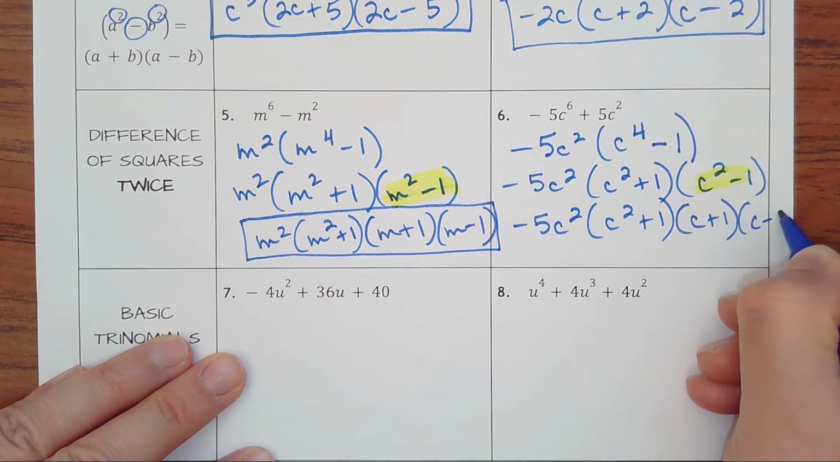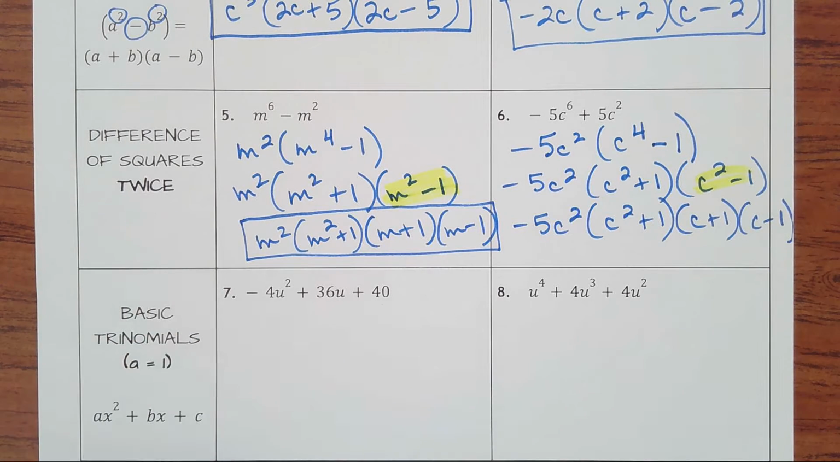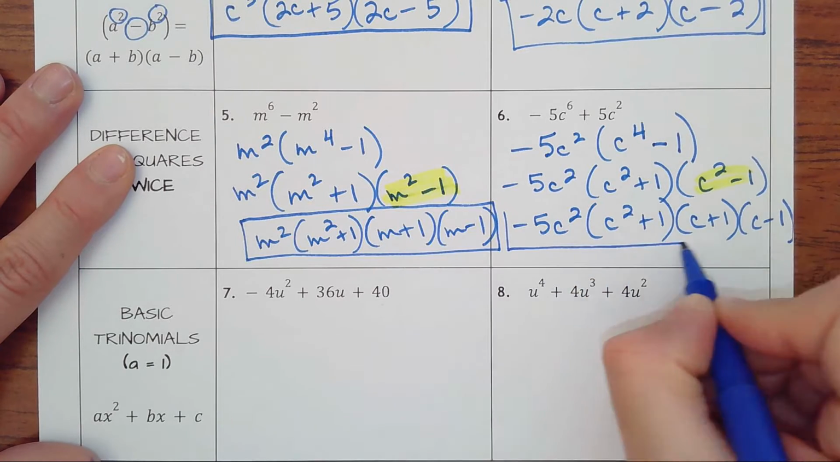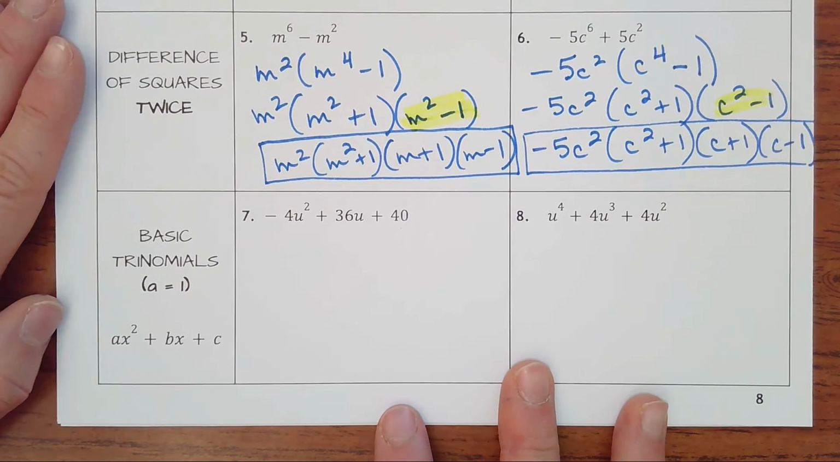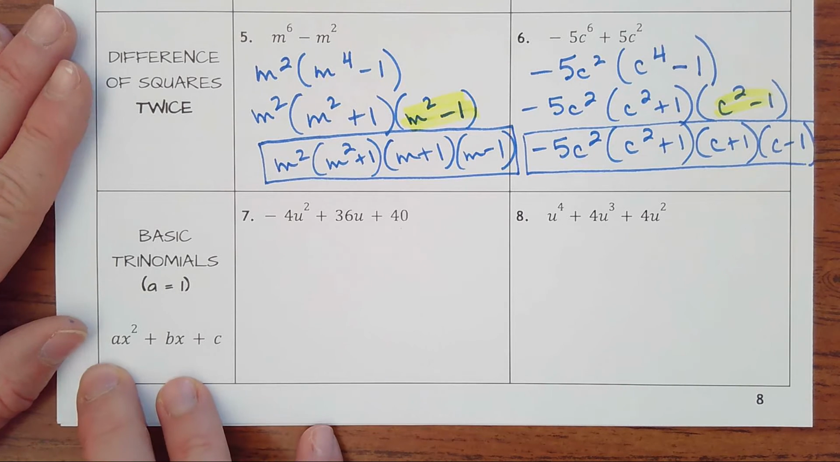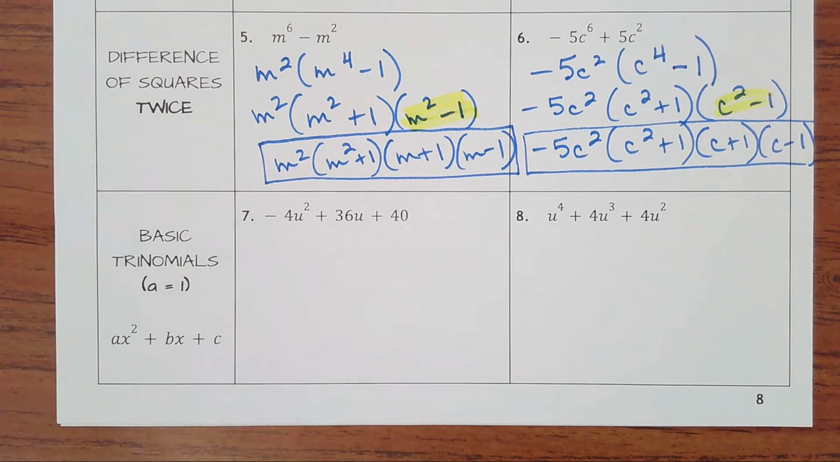And it doesn't matter which order you do, if it's C plus 1 or C minus 1 first. Just make sure everything is factored. Okay, then we have basic trinomials. Remember, basic is when the a value is just a 1. And you might be saying, well, it's not here.